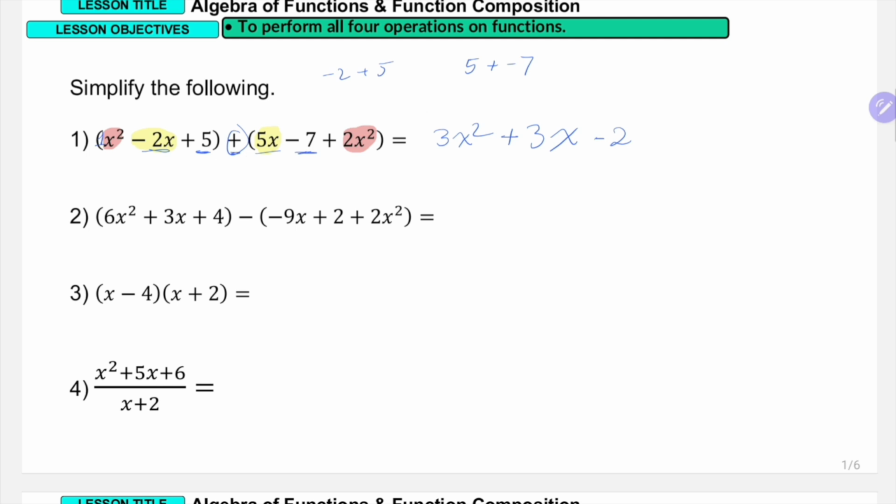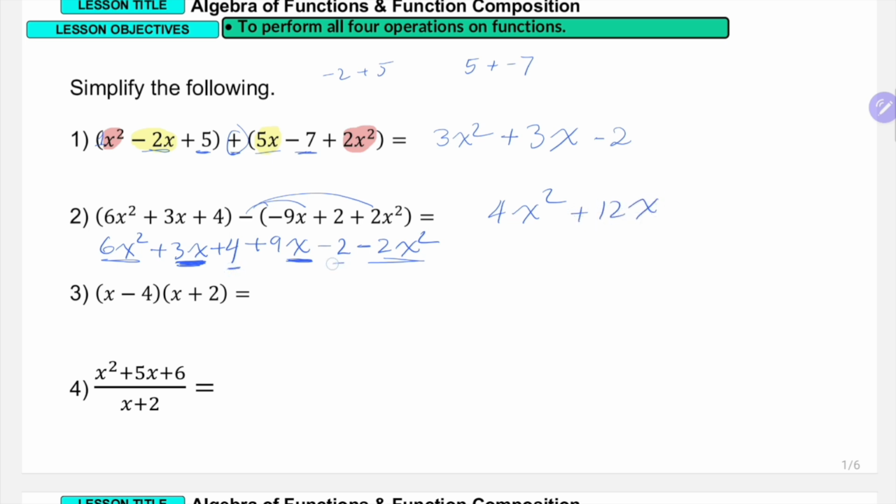Similarly here, you can easily open the second bracket, because with minus, everything after it changes sign. So it will be plus 9x minus 2 minus 2x squared, and the first bracket remains the same, 6x squared plus 3x plus 4. So taking x squared together, positive 6 minus 2 gives me positive 4x squared. Then 3x and 9x both are positive. 3 plus 9 equals 12x, and 4 minus 2 is positive 2. And here is the final answer of that expression, the simplest form of the difference between the 2 polynomials.